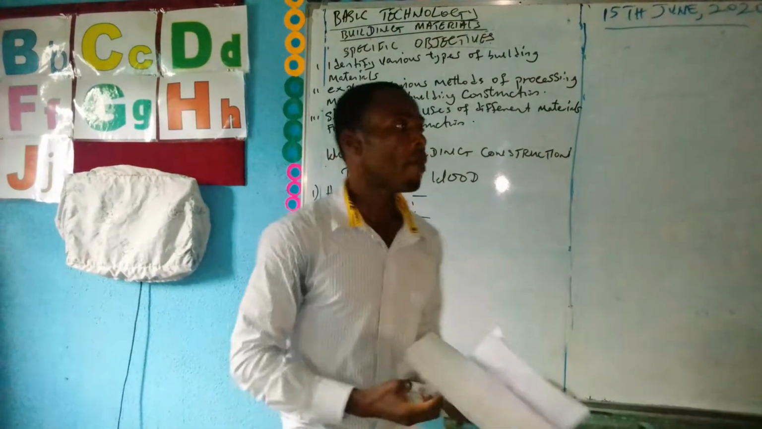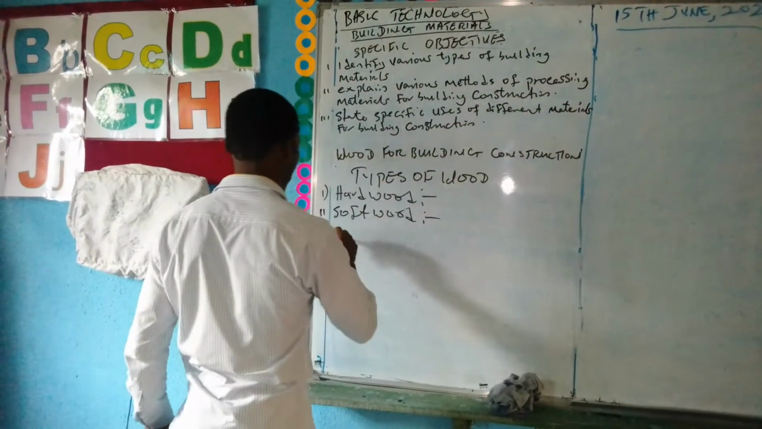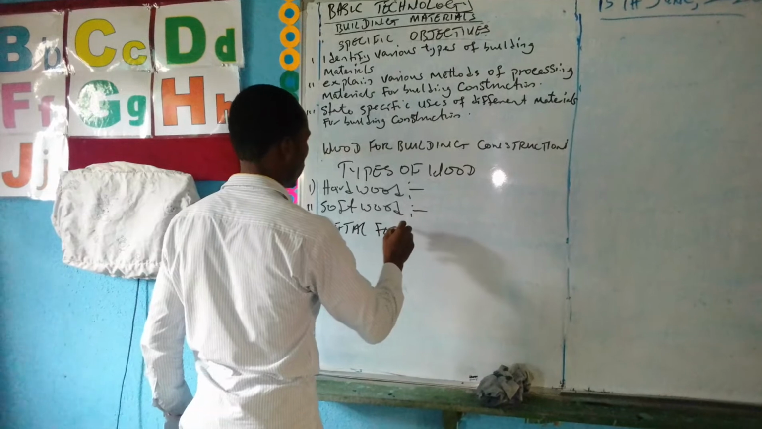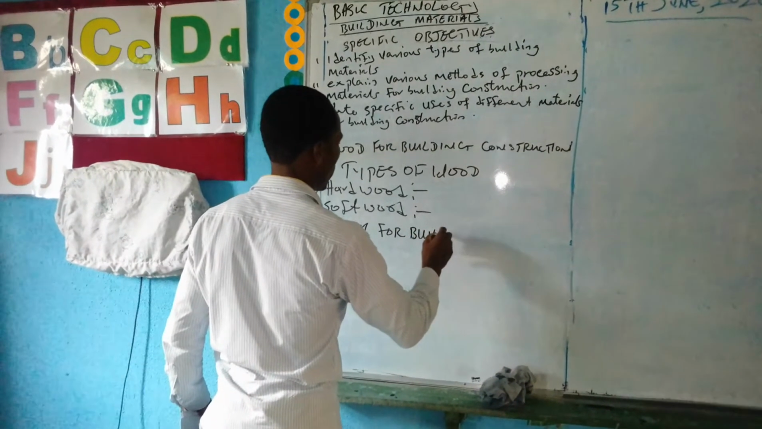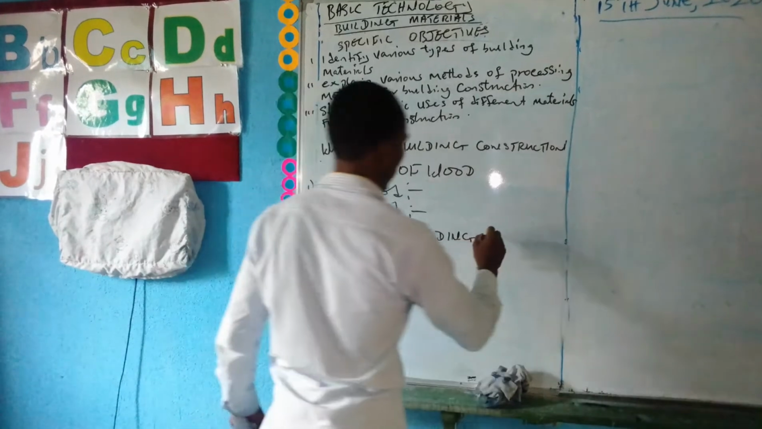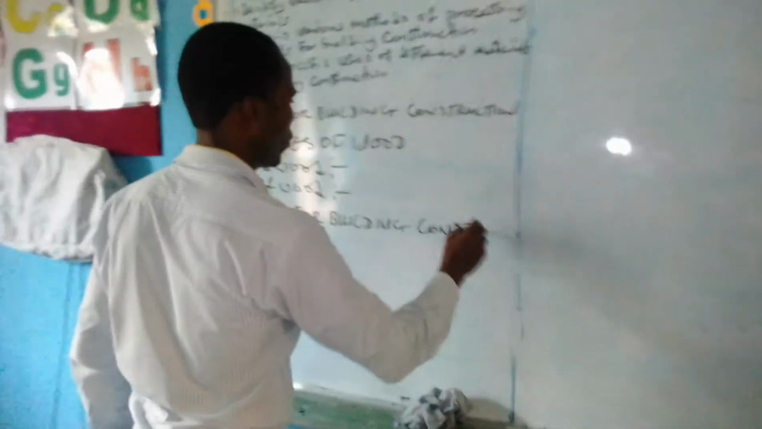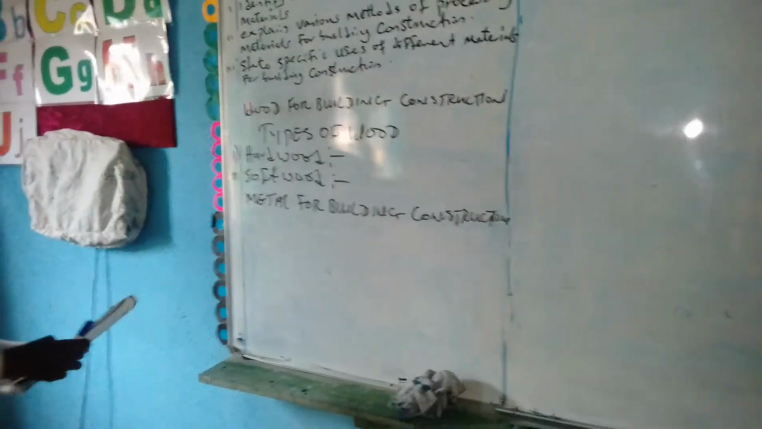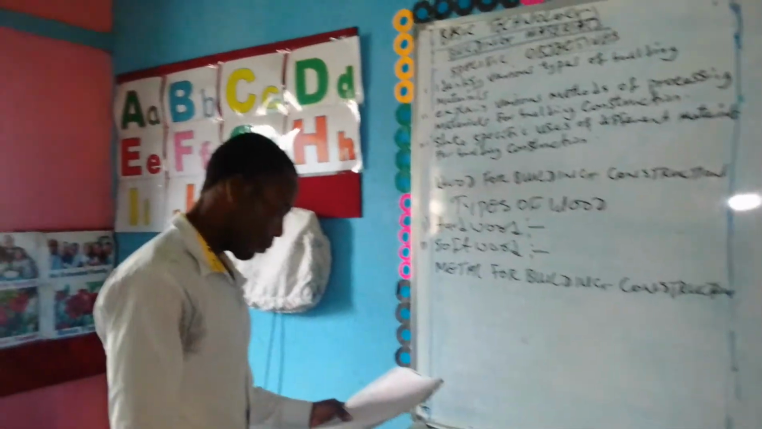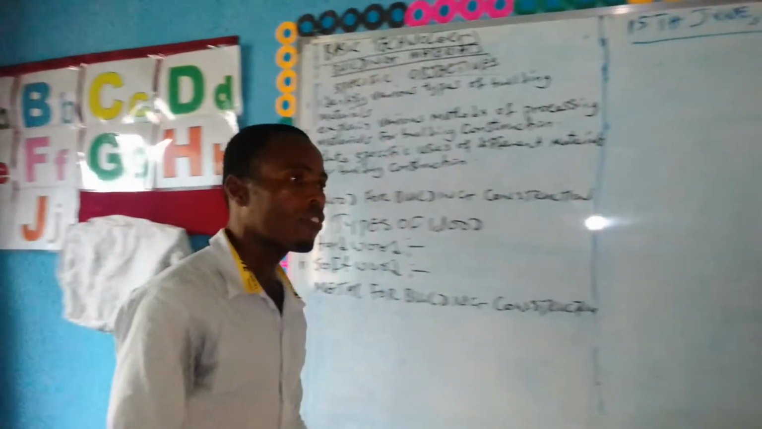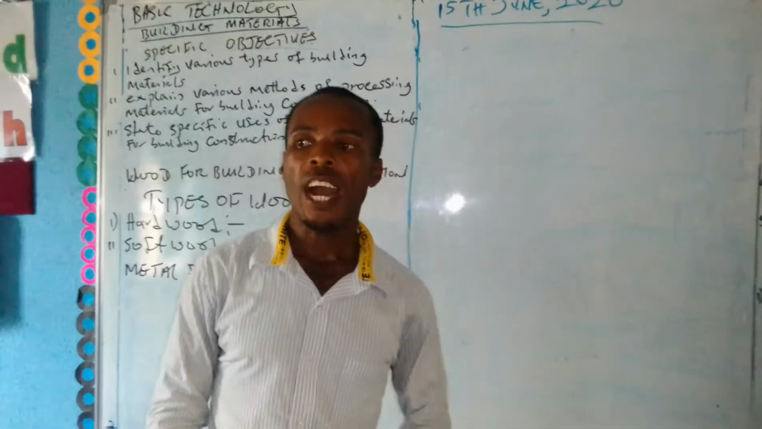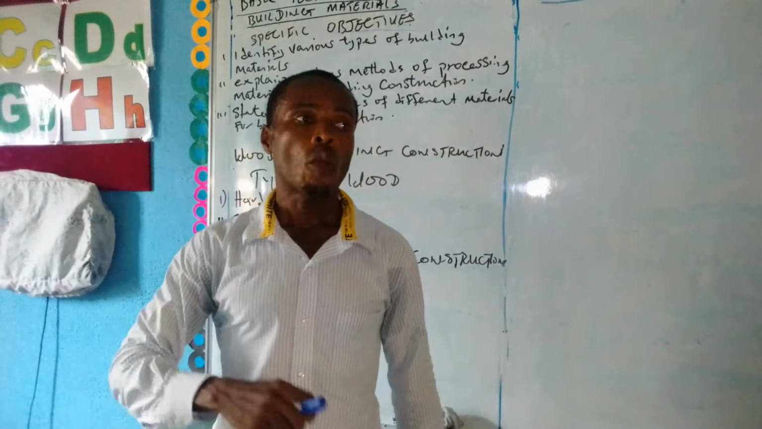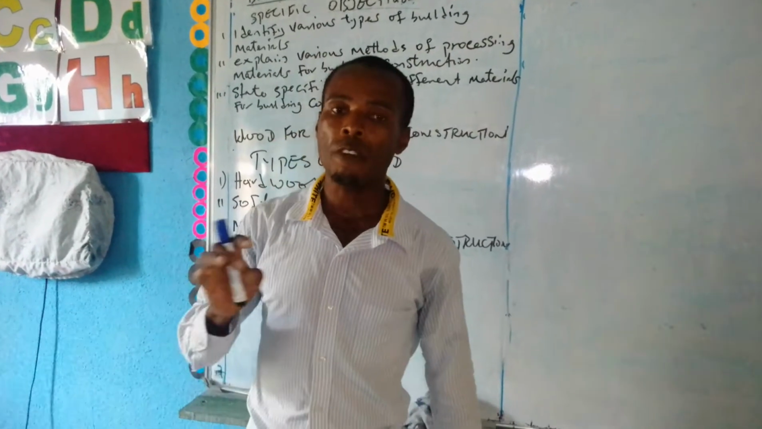Let's go to the next one, metal. Metal for building construction. Now we have metal on the board. Metals are good conductors of heat and electricity. We have two classes of metals. We have the ferrous metals, and we have the non-ferrous metals.